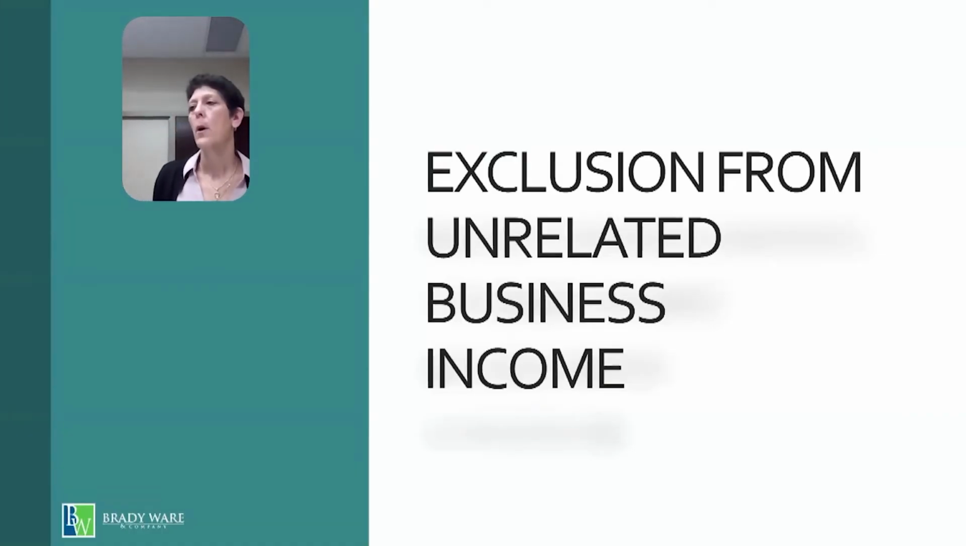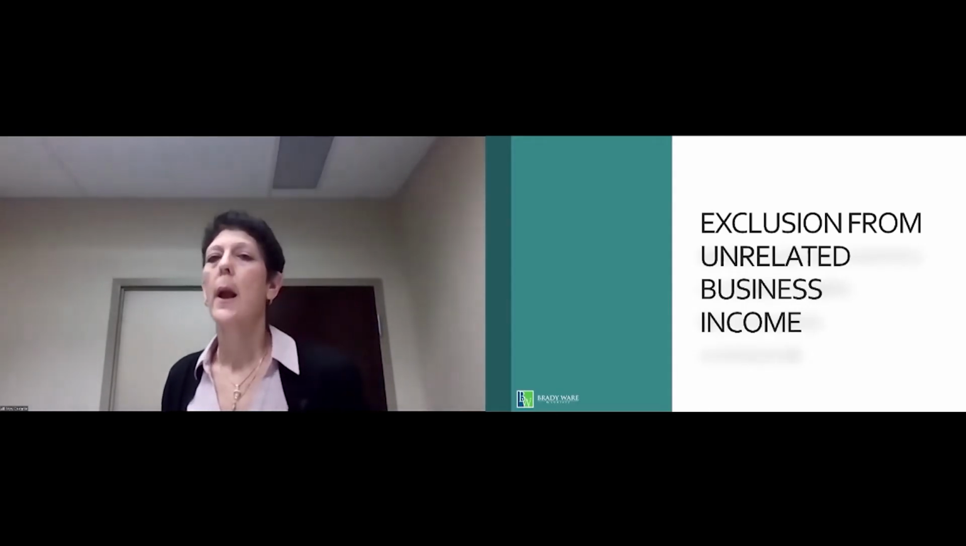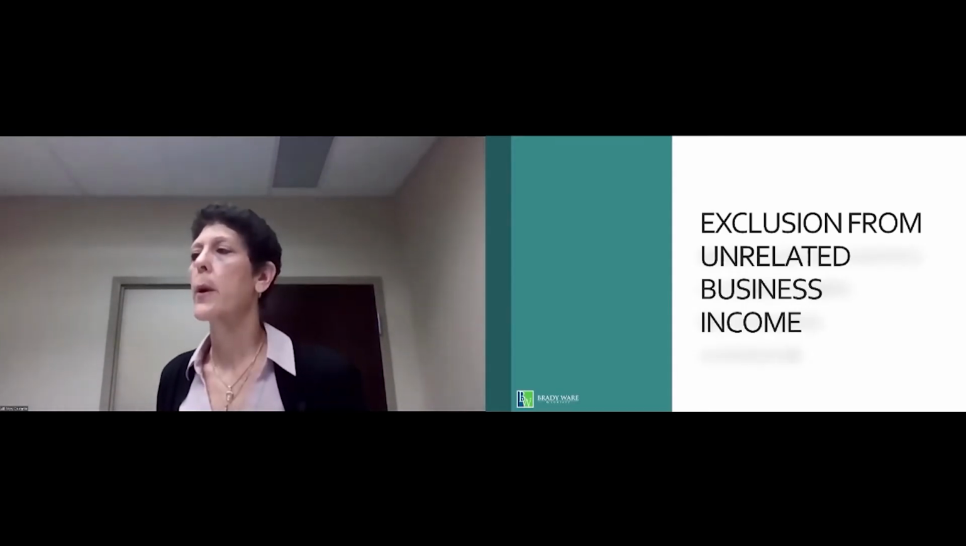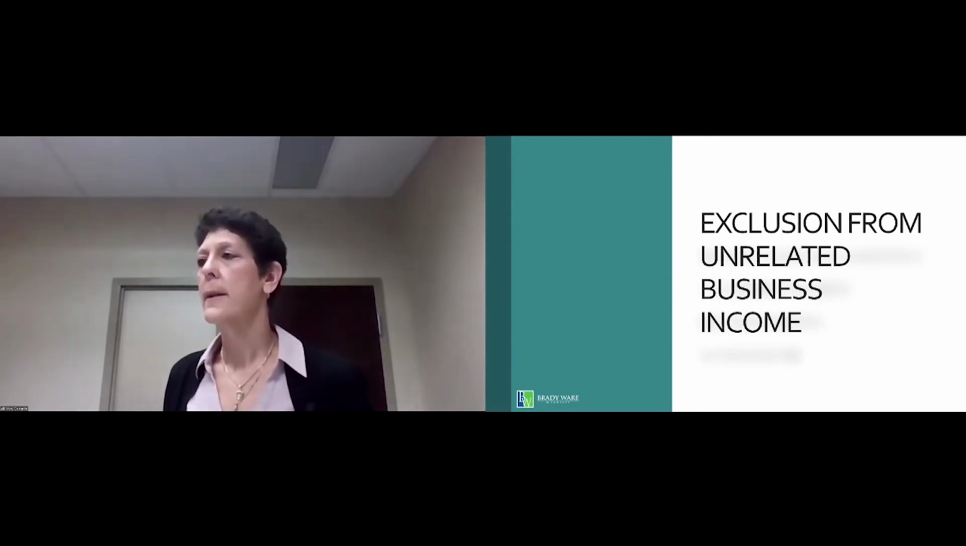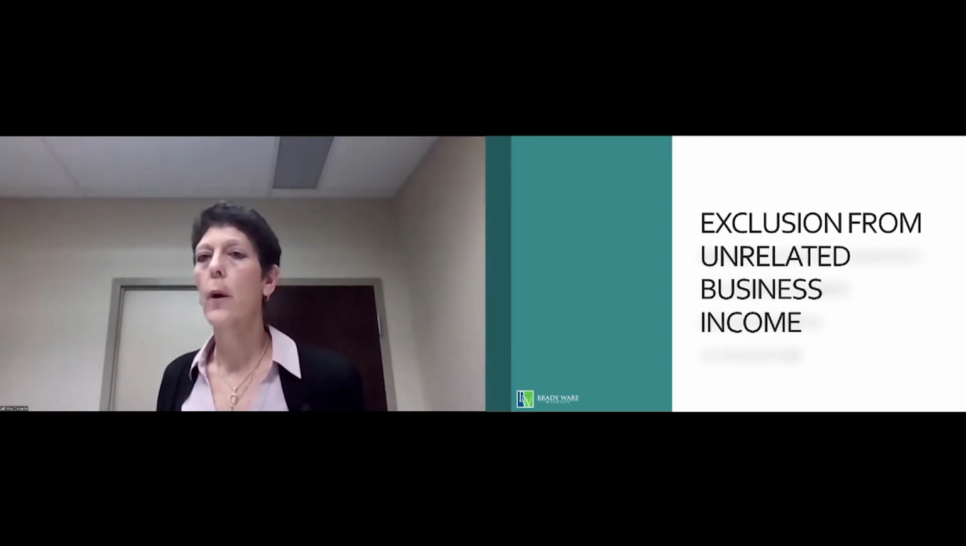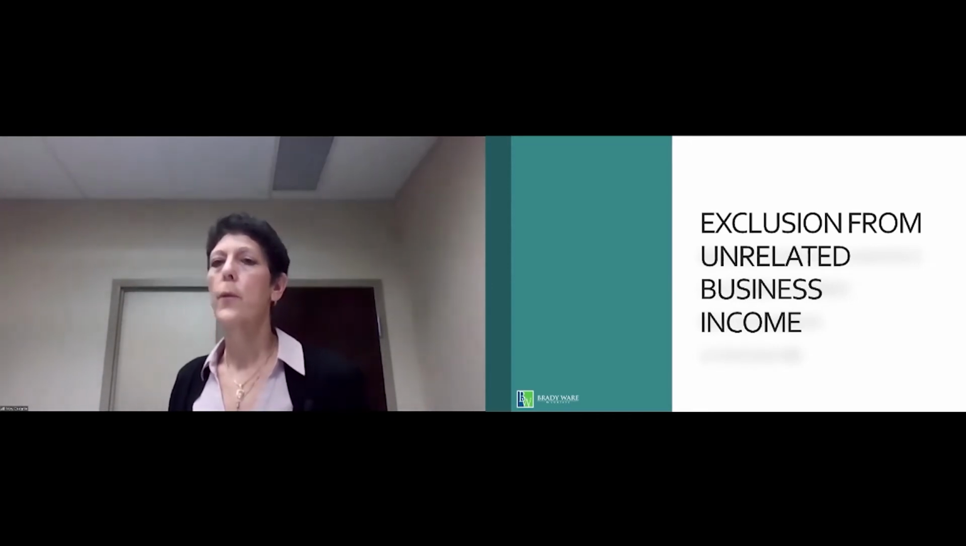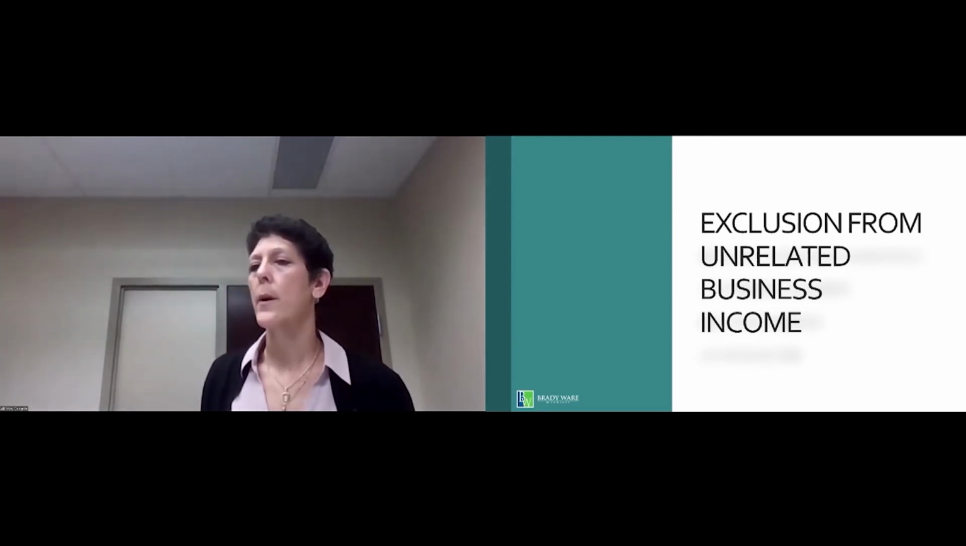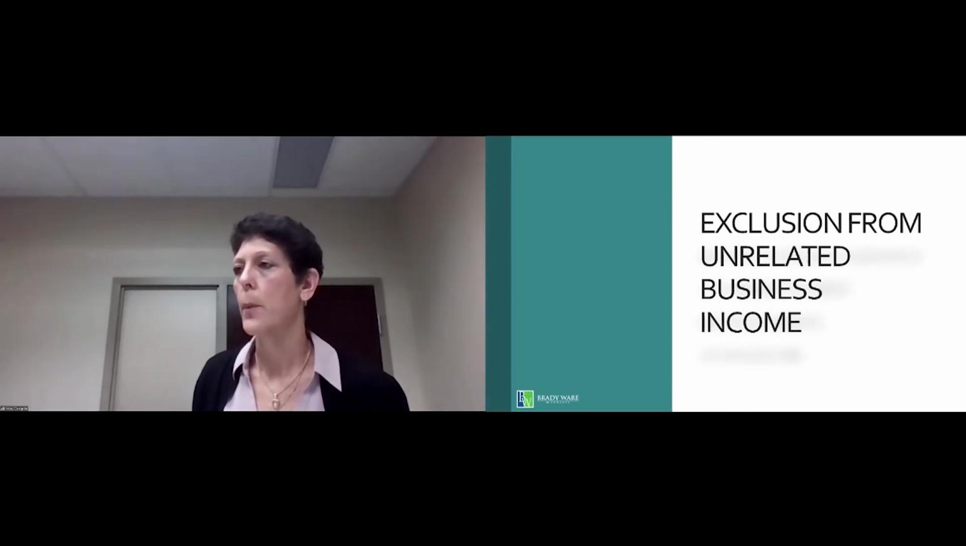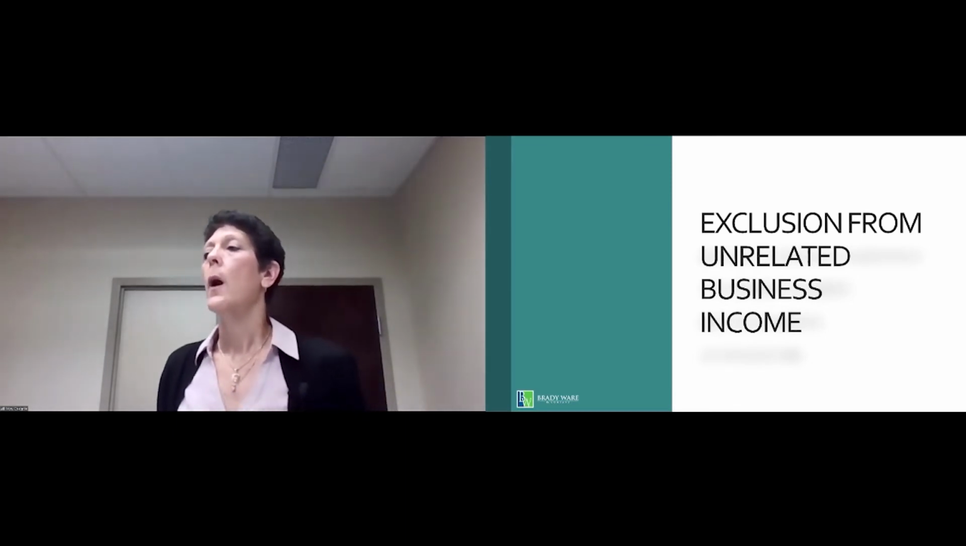So just remember, when you're going through an activity that you're questioning, just go through that three-prong test. Remember, is the activity a trade or business? Is it regularly occurring? And is it substantially not mission driven? If you answer those three questions and they're all in the affirmative, then you probably have UBIT. So on to our next.